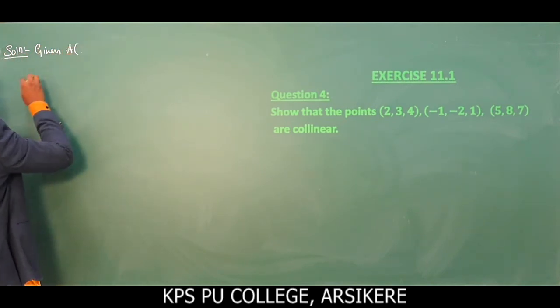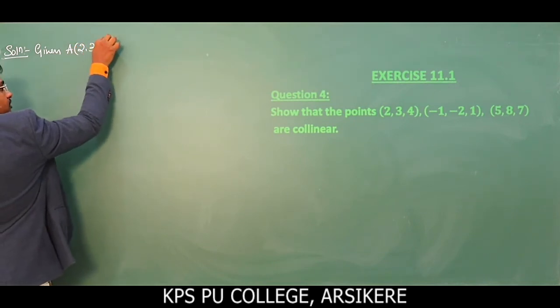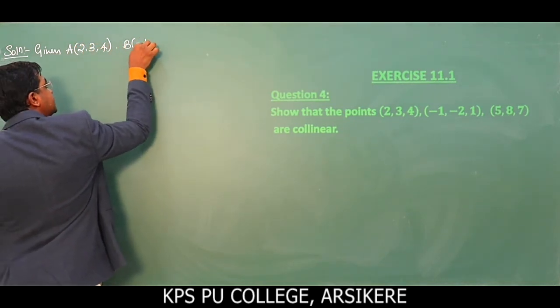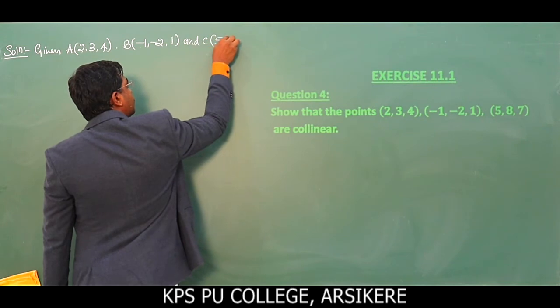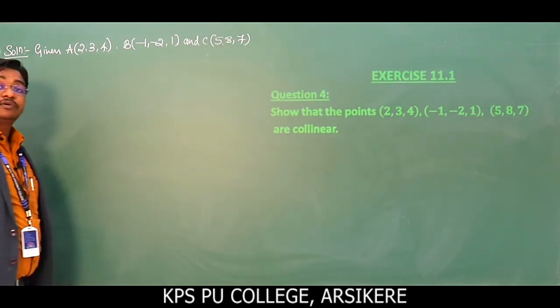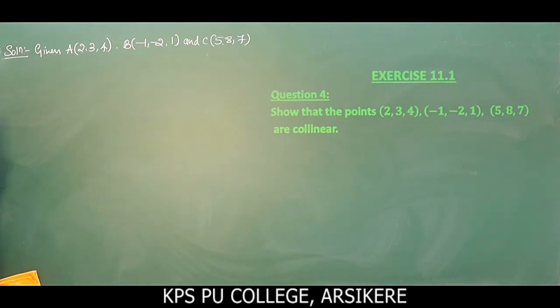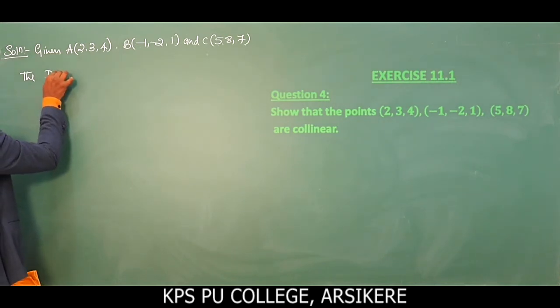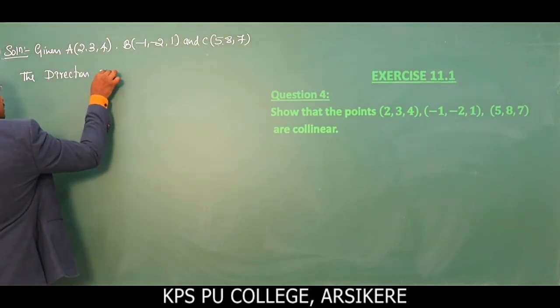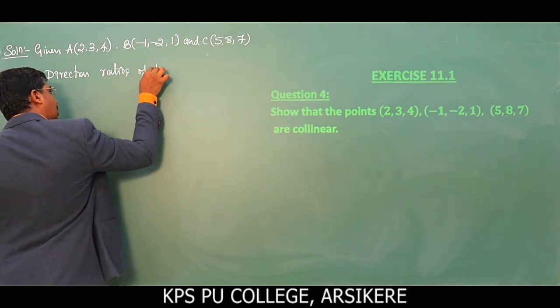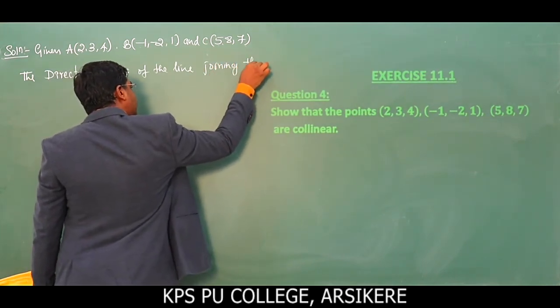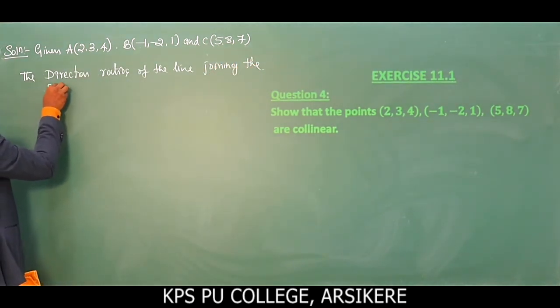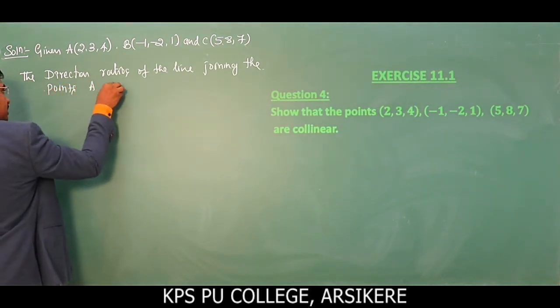Given points A (2, 3, 4), B (-1, -2, 1) and C (5, 8, 7), we need to find the direction ratios of AB and BC. First, the direction ratios of the line joining the points A and B.